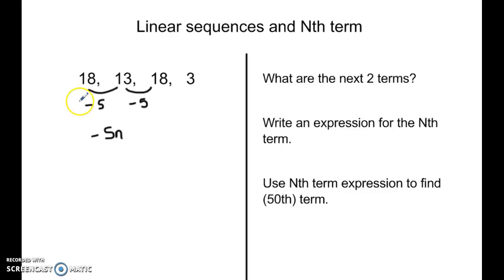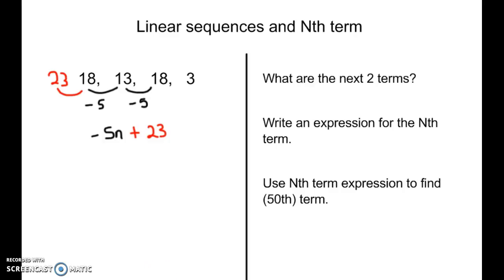We still look one term to the left for our 0 term, which would mean adding 5, so we get 23 there. So our nth term expression is -5n plus 23.